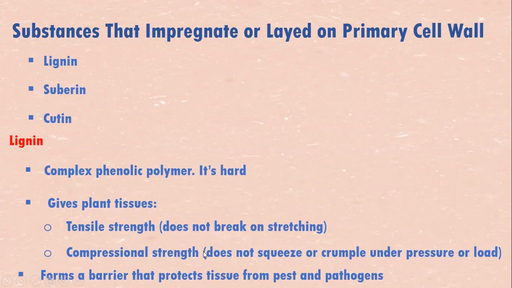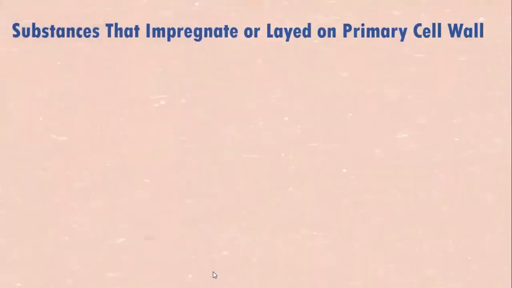Compressional strength: the plant tissue does not squeeze or crumple under pressure. So lignin forms a barrier around plant cells, all right? And lignin is formed in sclerenchyma tissues, right? And the cell dies. So it forms a barrier that protects the tissue from pests and others.